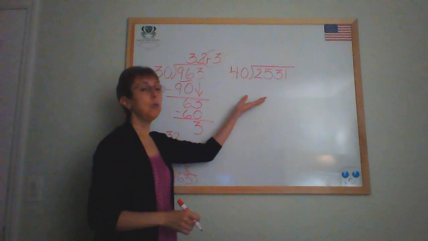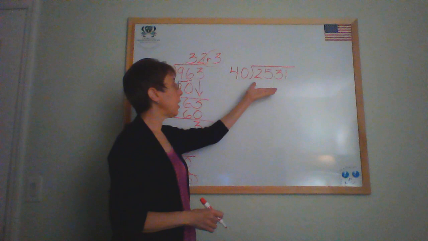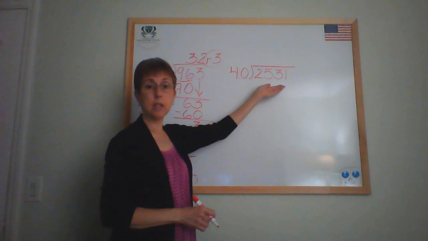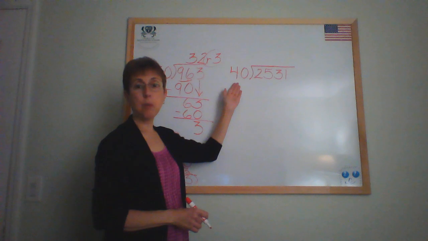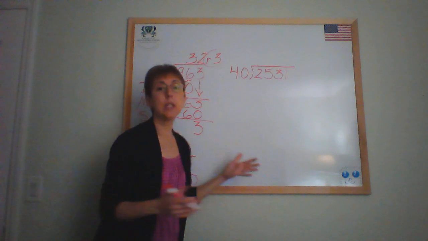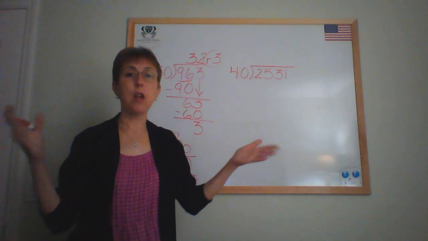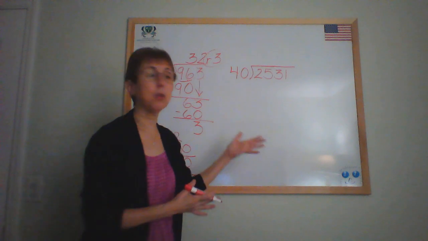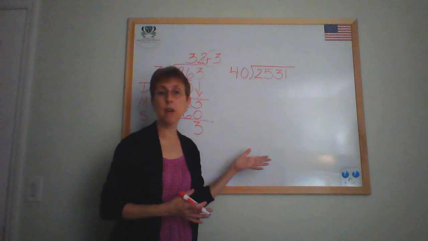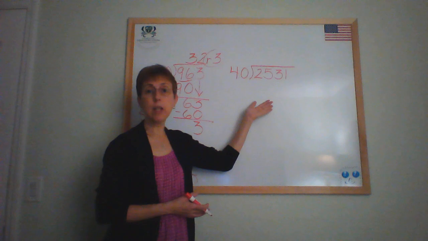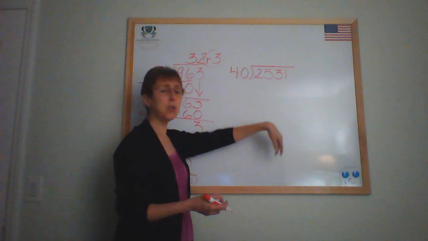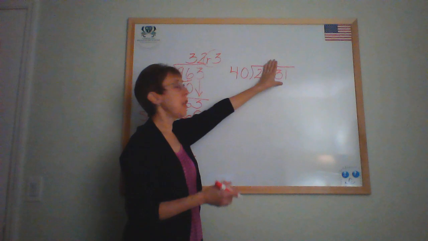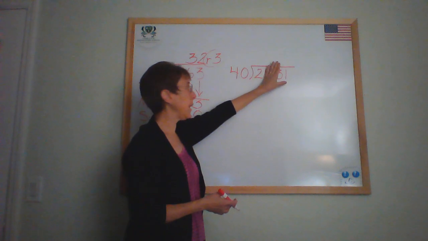All right, let's move to this example. And here we have a 4-digit dividend, 2,531 divided by 40. Well, obviously you're not going to know off the top of your head 40 times what number equals or comes close to 2,531. So you need to break down that 2,531. So we take a look at the smaller division problem that we can do.